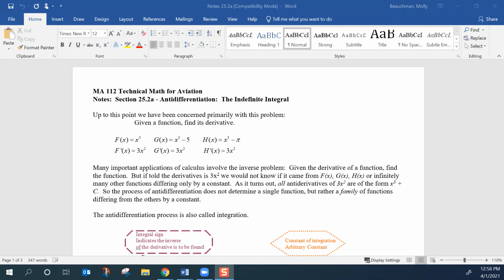In this video, we'll take a look at notes at the first part of section 25.2, which is anti-differentiation, or called the indefinite integral. So basically what we're going to do is the derivative backwards.